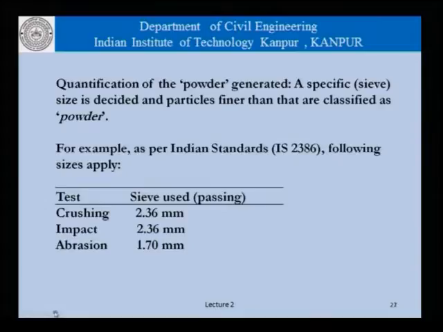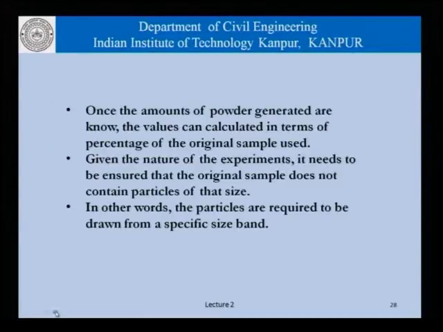Quantification of the powder generated. Now, how do we determine how much powder has been generated? That requires a specific sieve size which should be decided, and particles finer than that are classified as powder. For example, as far as Indian standards are concerned, they say that for crushing value, particles finer than 2.36 mm, and the same value of 2.36 mm is used for impact value as well. Particles finer than 2.36 mm are powder, whereas for the abrasion test, particles finer than 1.7 mm are considered as powder.